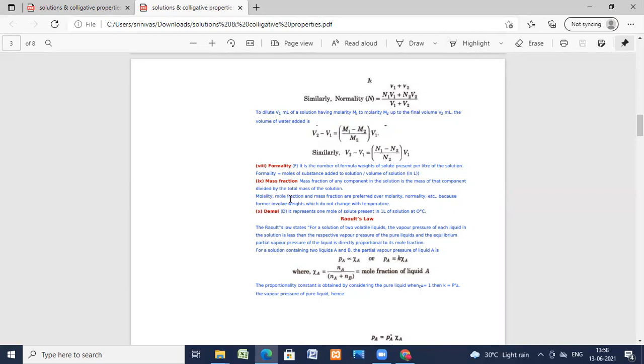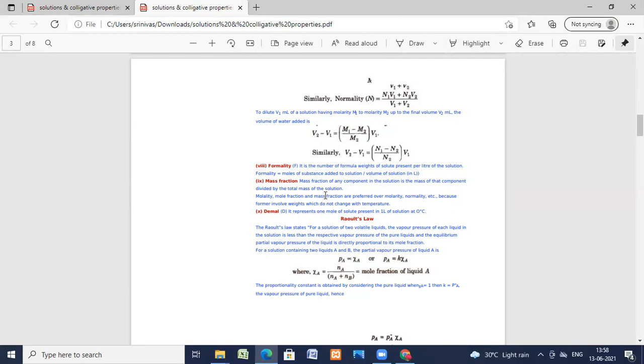Molality, mole fraction and mass fraction are preferred over molarity, normality, etc., because the former involve weights, which do not change with temperature. So these are the more preferred ones.